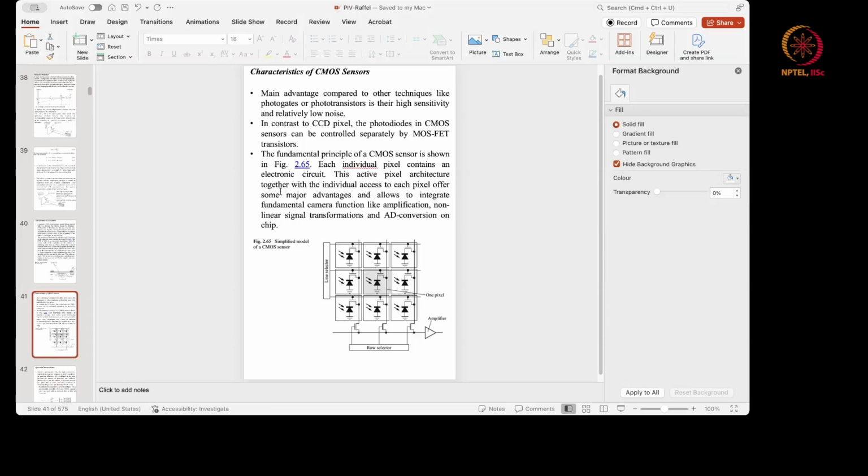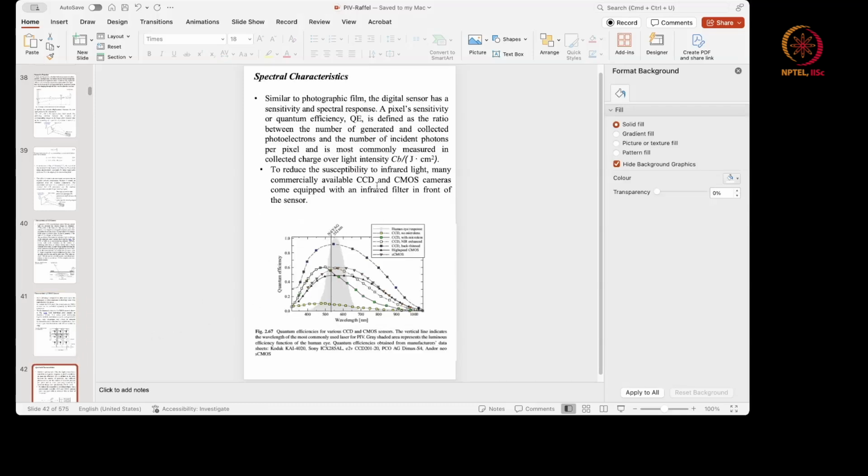So the active pixel architecture offers individual access to each pixel, and it allows you to integrate fundamental camera functions like amplification, nonlinear signal transformations, and analog to digital conversions on the chip, etc. So you can have individual control of these pixels. These are basically photogates or phototransistors.